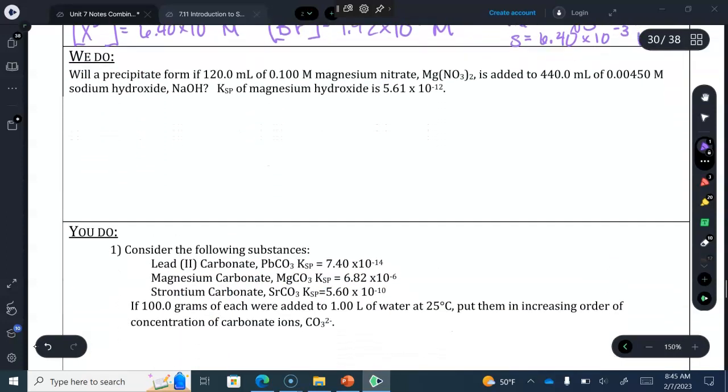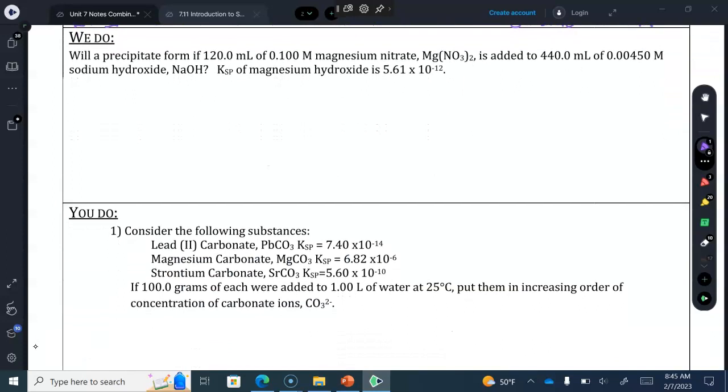Okay, now we're going to try a we do, and we're going to go through this in steps. So, will a precipitate form if 120 milliliters of a 0.1 molar magnesium nitrate solution is added to 440 milliliters of a 0.00450 molar sodium hydroxide? So magnesium hydroxide, that's going to be the one that's your solid forming, is 5.61 times 10 to the negative 2.